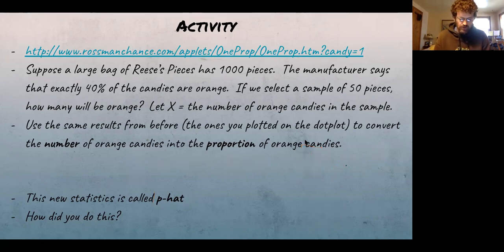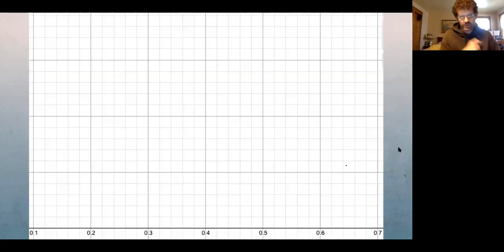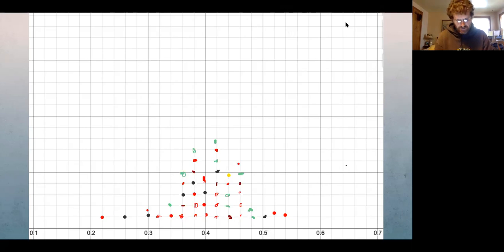Okay. So on the next page, we have a new graph. I'm going to take my proportions and plot them on here. So I got 0.42 3 times. I got a 0.32 and a 0.36. And now you guys can add your proportions.